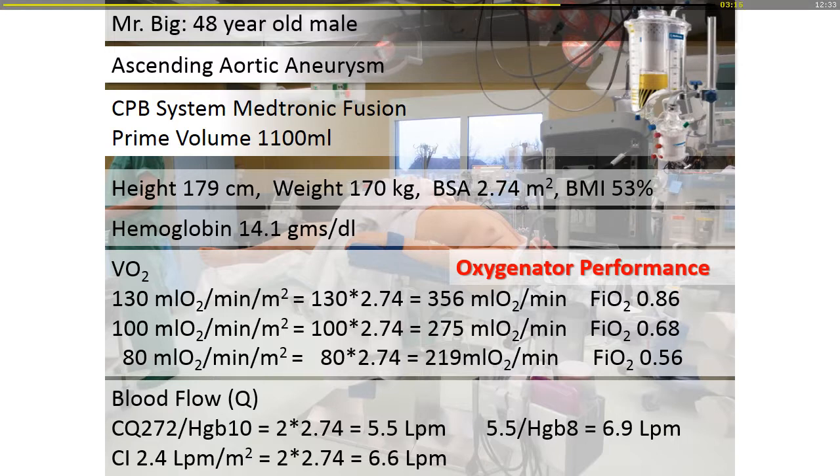And I really think with this patient, I would have at least a hemoglobin of 10. If his hemoglobin is 8 on bypass, it would be a flow of 6.9. So I know where my minimum level is, where I do not want to land. I want to be above this. Cardiac index of 2.4, for old time's sake, would be 6.6.